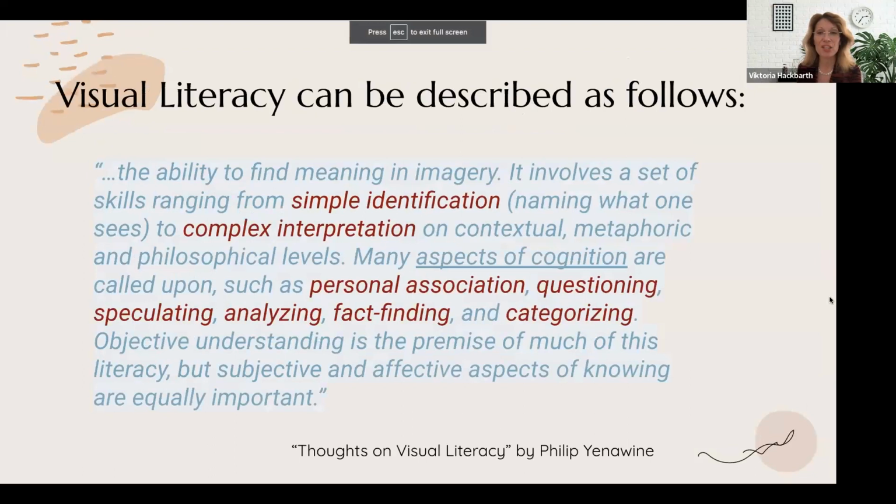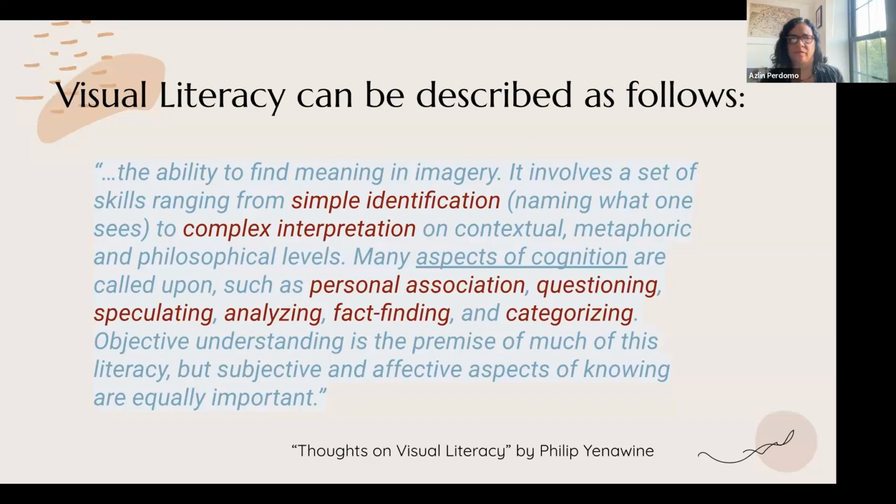And now let's move on to our first slide, which talks to us about what visual literacy can be described as. What we're really talking about when we're interpreting images is how a person can be visually literate. It means the ability to find meaning in imagery. It involves a set of skills ranging from simple identifications, for example, naming what one can see, to complex interpretation on contextual, metaphoric, and philosophical levels. So from simple to complex interpretations.